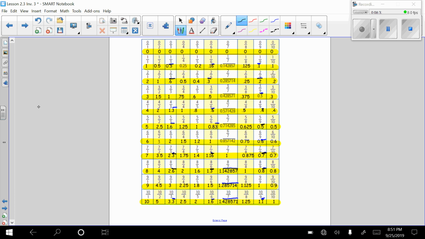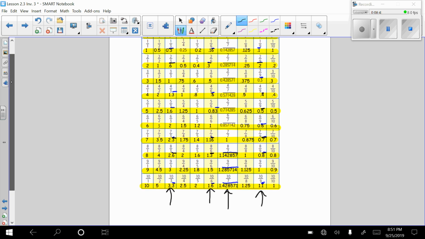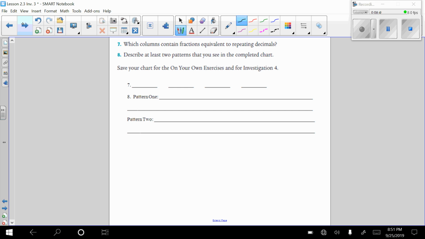Well, if you look up and down, you can see anything with a 3, the 6, the denominator of 7, or the denominator of 9 all have repeating decimals. So those would be the ones that I would write on my sheet. 3, 6, 7, and 9. Those are the columns with repeating.